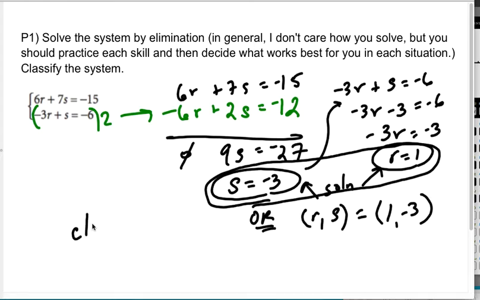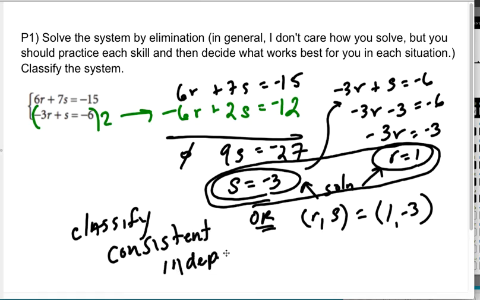And when I'm asked to classify, this is going to be consistent, which means that it has a solution, independent, which means that the two lines are not the same. Okay, consistent, independent. All right, let's go to another one.